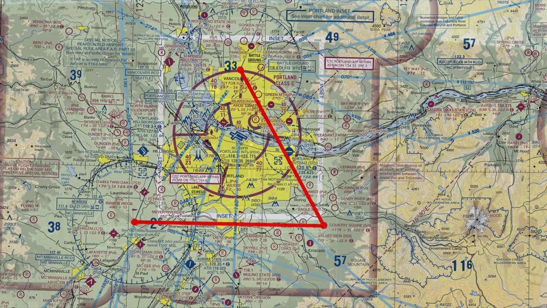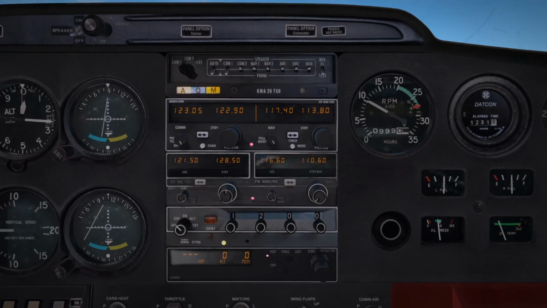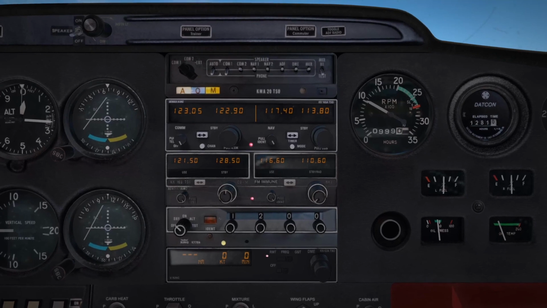My C-152 has 2 nav radios and 2 CDIs. I'd dial in both of those courses into the OBS and watch for the needles to center. When both of them were centered, I would be directly over the airport.